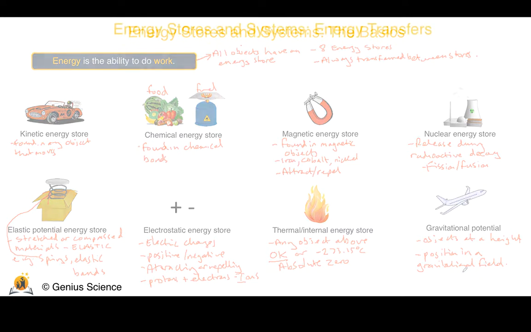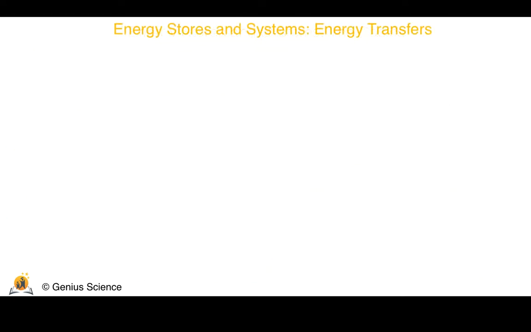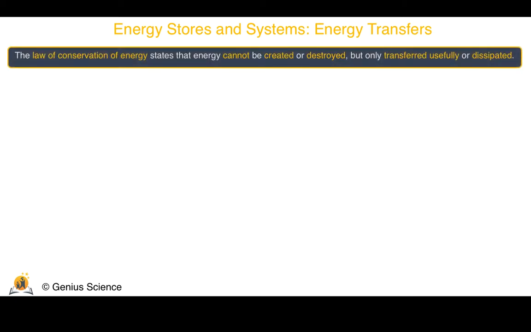One important thing to remember about energy is that there's a fixed amount in the universe. The law of conservation of energy states that energy cannot be created or destroyed, but only transferred usefully or dissipated. The word dissipated simply means spread into the surroundings.